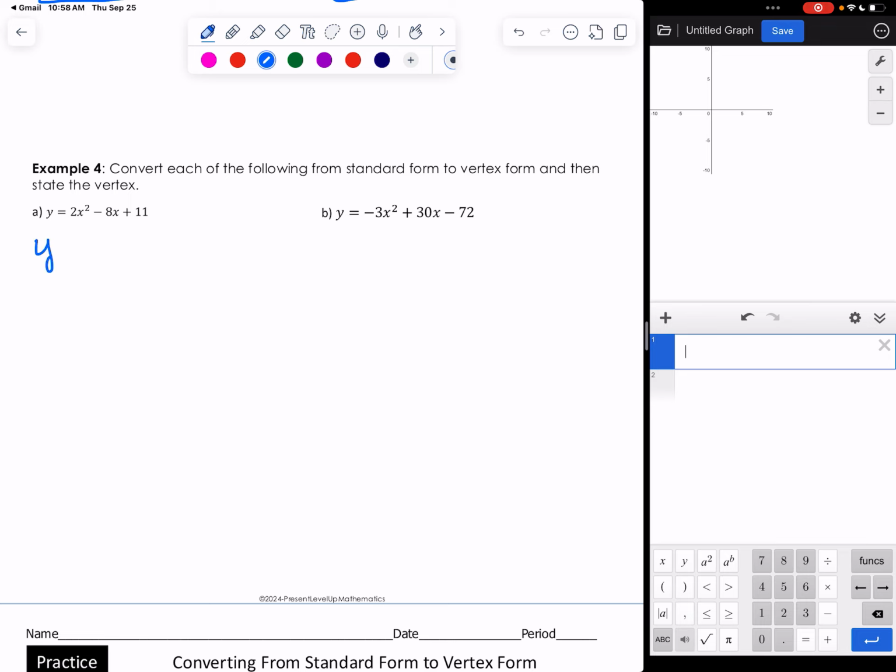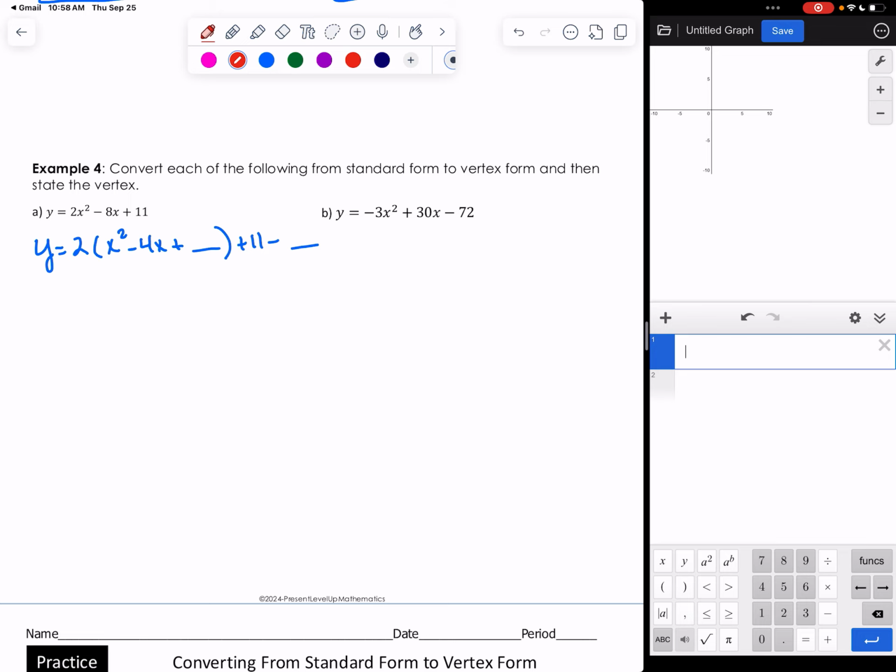So in problem A, we would have y equals 2 parenthesis, and I want to divide those first two terms by 2. So 2x squared divided by 2 gives me x squared. Negative 8x divided by 2 gives me negative 4x. Then I'm going to add a number, then plus 11, and I'll subtract that same number.